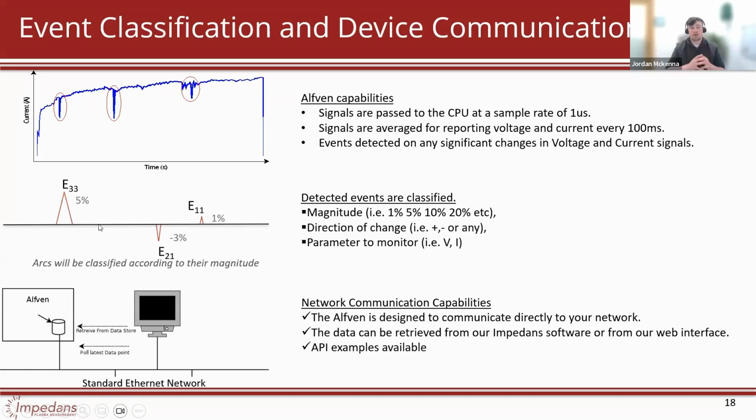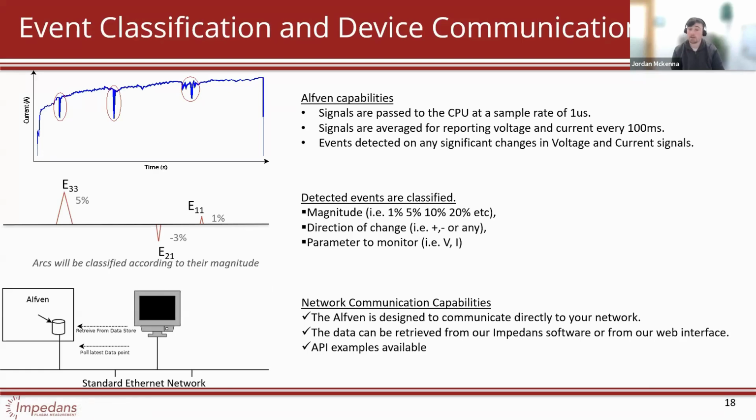The real advantage, I suppose, of the Alphen is that you can change these classifications. What may be an E33 during one process may be an E11 on another, so you have the power to change what you consider to be an event or not an event. And again, just to reiterate, the Alphen is capable of working over the network.